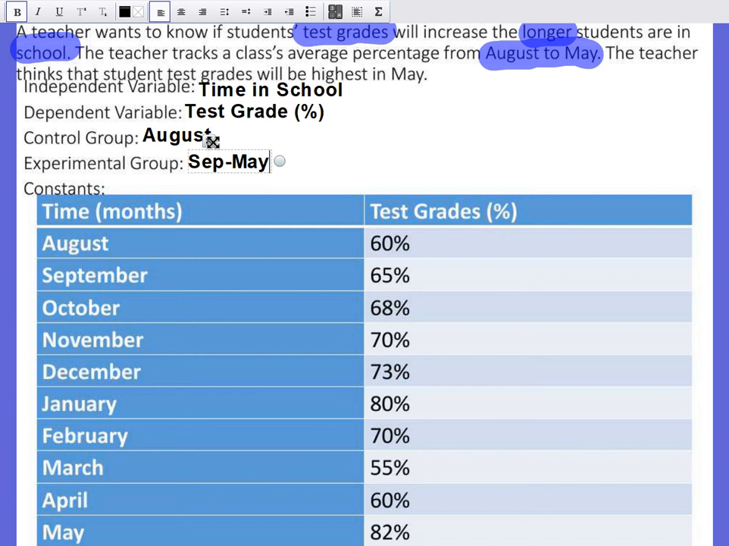And constants are things that stay the same between your experiment, so you want things that should keep your results a little bit more reliable. I would say that your test should be the same every single month. The students should be the same every single month. Maybe even the teacher, the class, the time of the month you give it to them. Maybe you want to give it on the first day of the month, the last day of the month. Those can make a big difference.